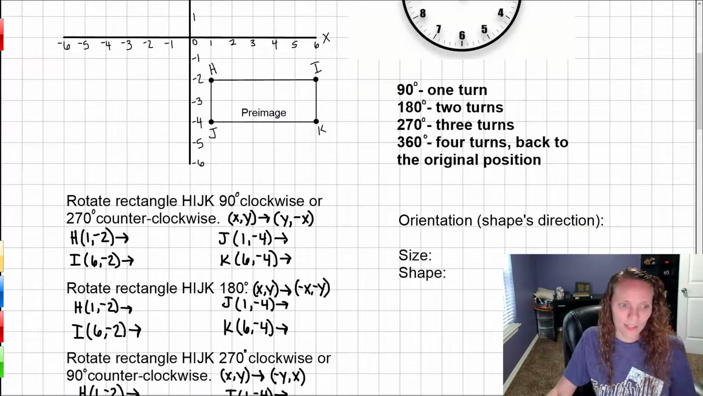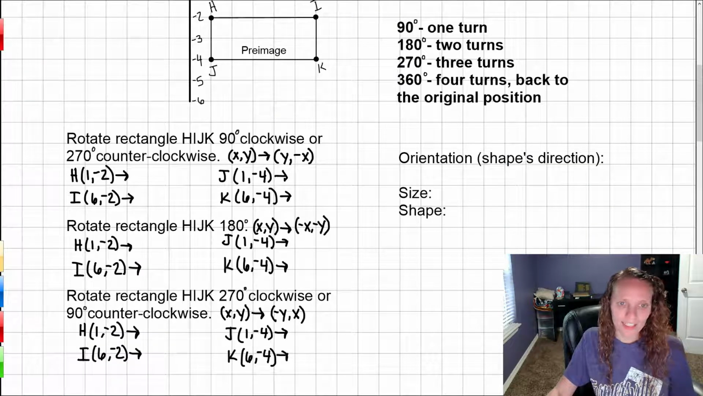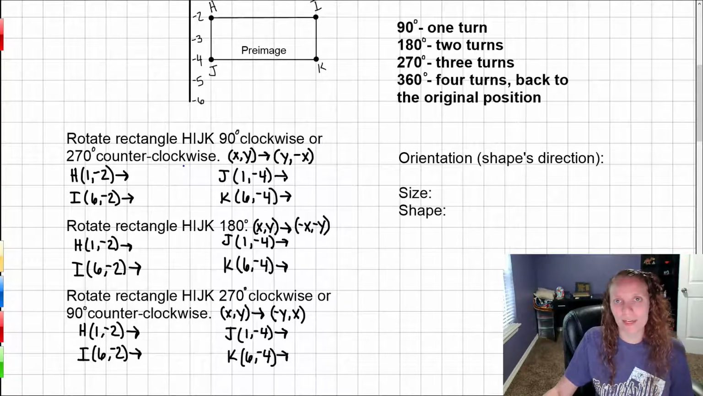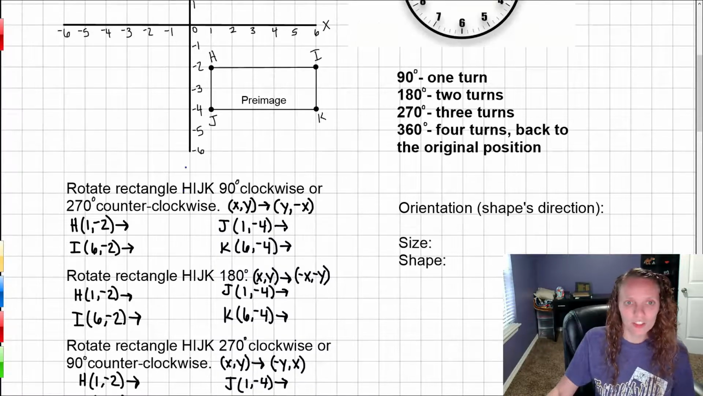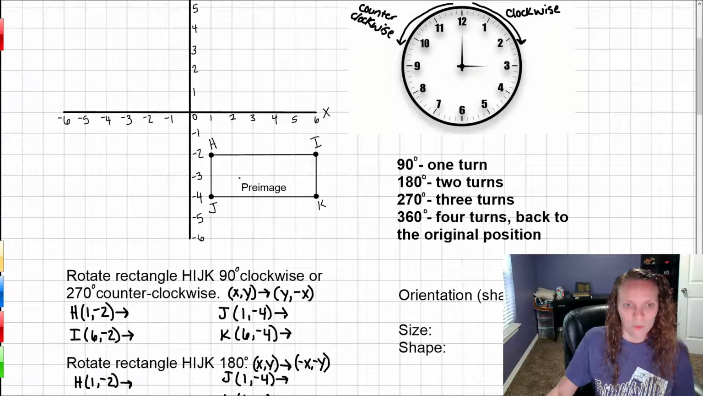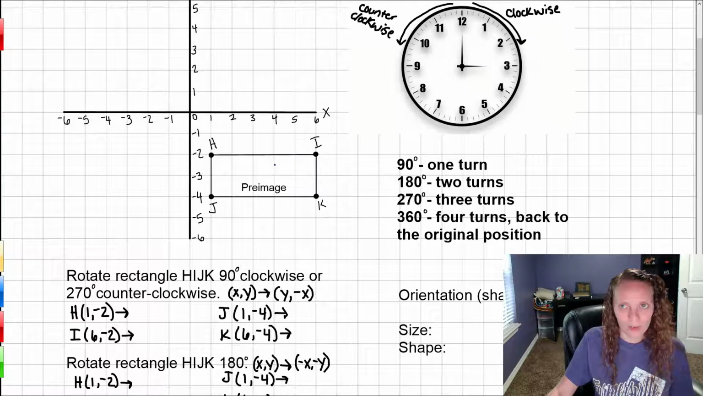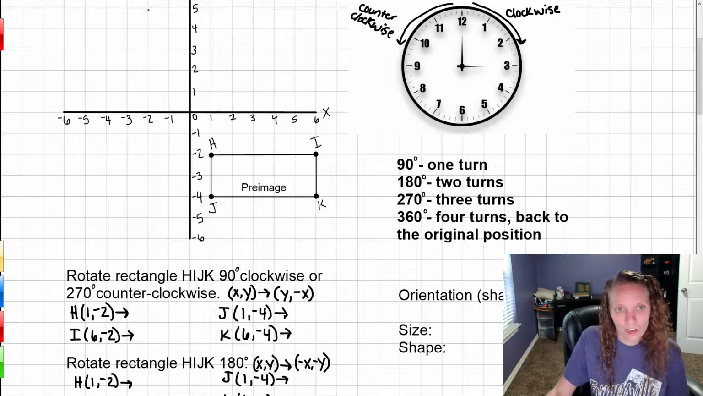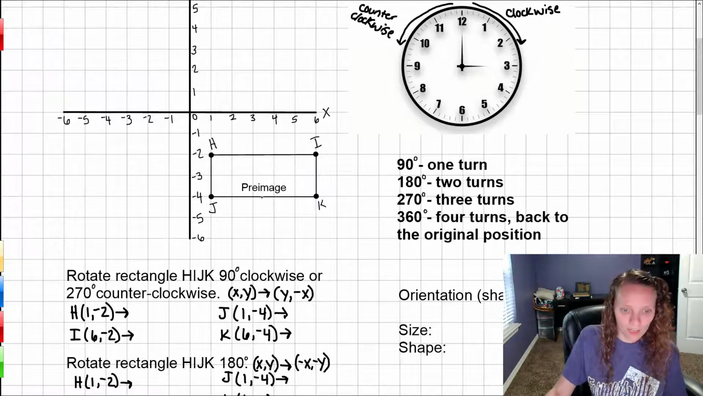So our first one says that we're going to rotate a rectangle 90 degrees clockwise or 270 degrees counterclockwise. The reason why I listed 2 different turns is because both would end up being in the same position. 90-degree clockwise would be taking this rectangle and going in order of a clock 1 turn. So it would be down here in this quadrant 3. Remember, this is quadrant 1, 2, 3, and 4. So if we rotate 90 degrees clockwise, that would be in quadrant 3.